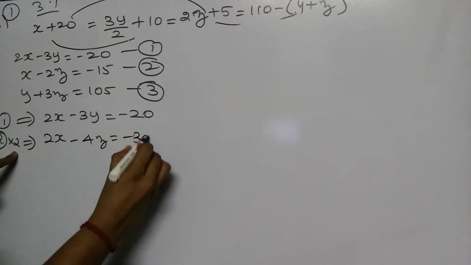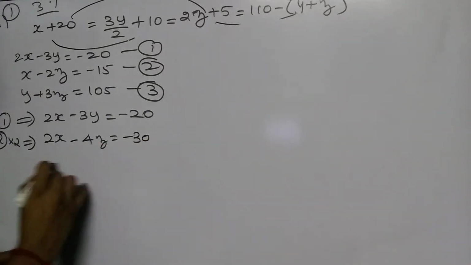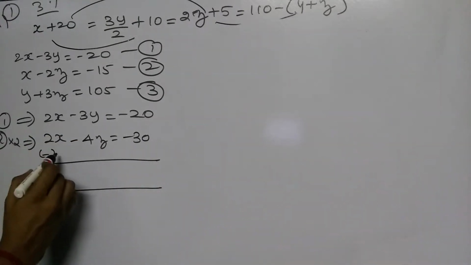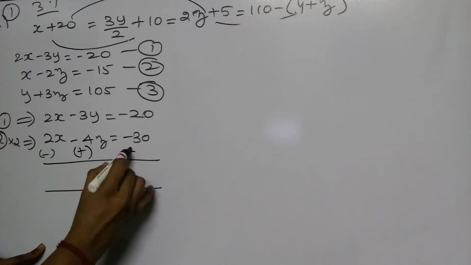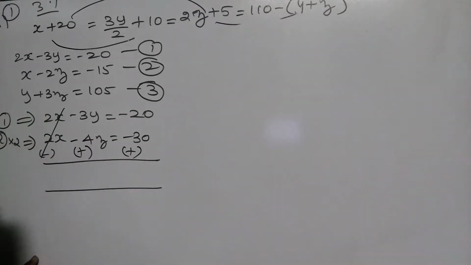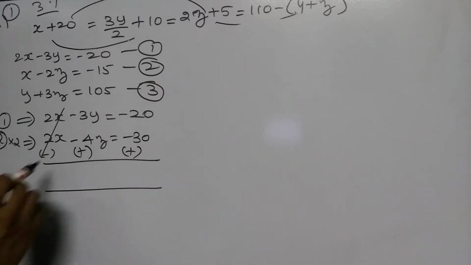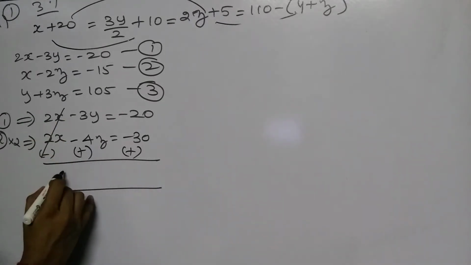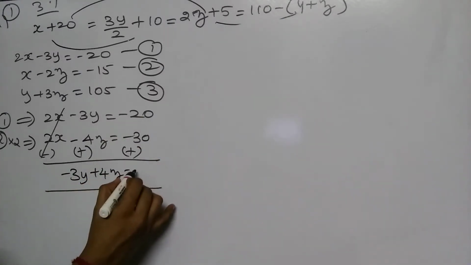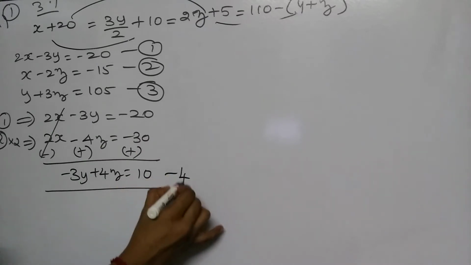That is minus 30. Now solving this, what will you get? See, x is there, subtract it. Change the sign for subtraction, so minus becomes plus, minus becomes plus. 2x minus 2x is 0. 3y and 4z are different variables, you cannot add them. So write 3y plus 4z equals 30 minus 20, that is 10. This is your fourth equation.